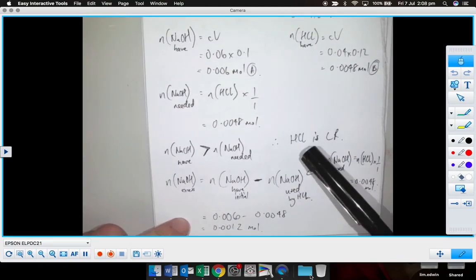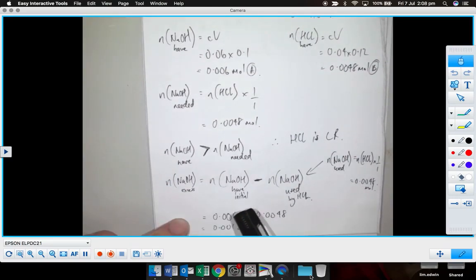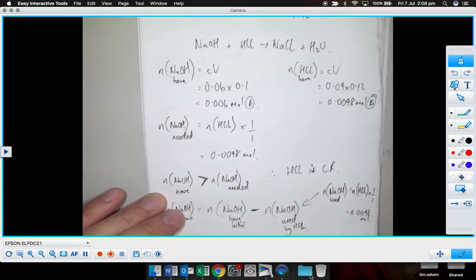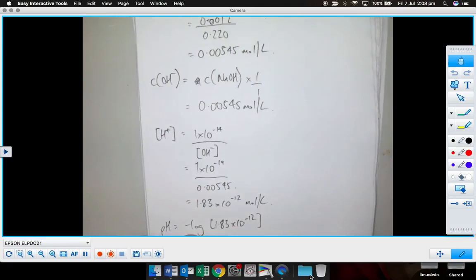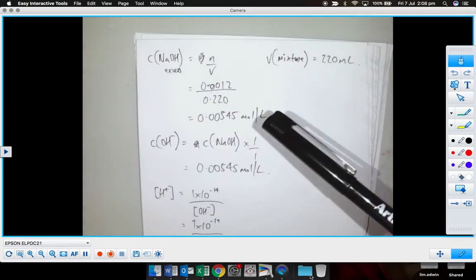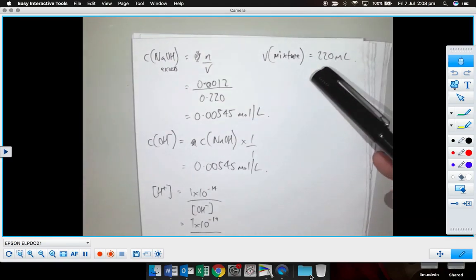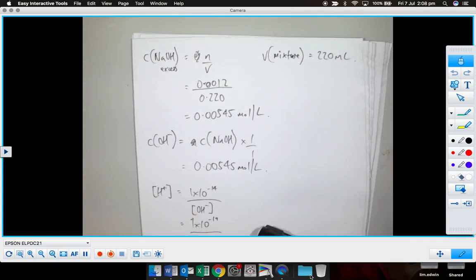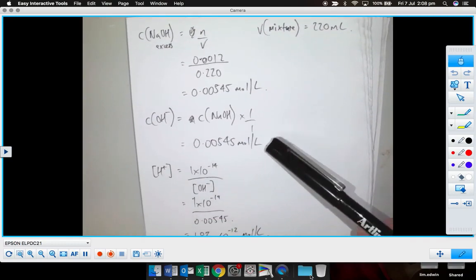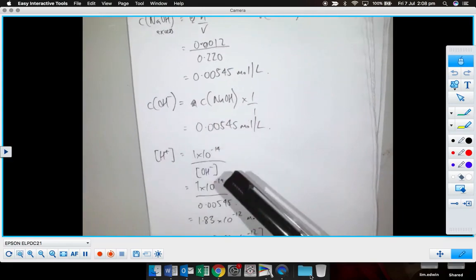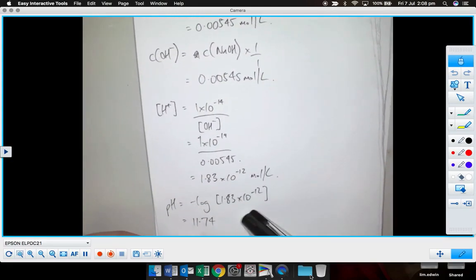Which one's the limiting reagent? Work out the excess by how much you have, subtract how much is used. And you may have to calculate for how much is used, or you may have done it before. Work out how much is in excess. Remember that we are dealing with concentration of NaOH excess. Remember to combine the volumes of the mixture. Work out the concentration and show the concentration of OH compared to whatever you are solving. Use kW, work out the pH.